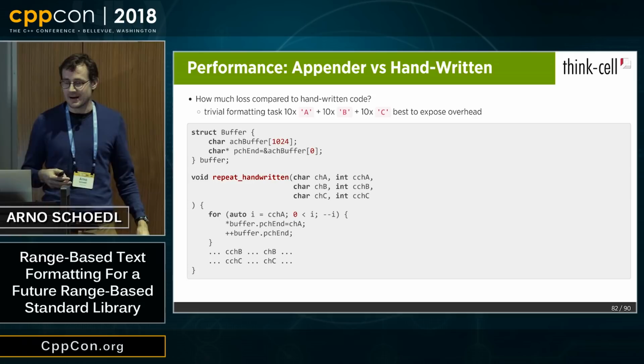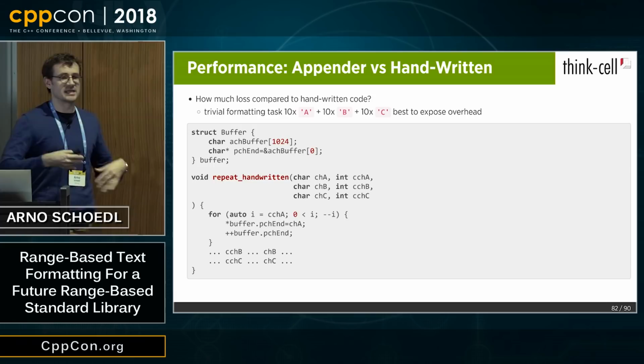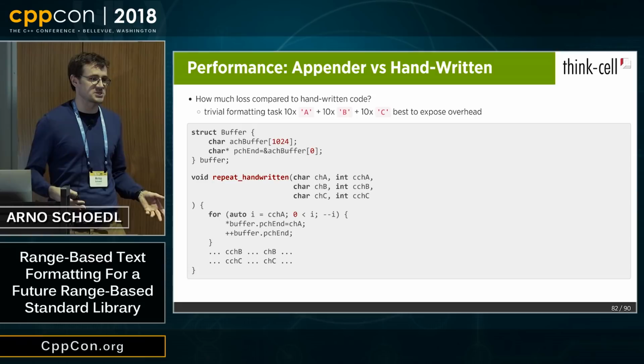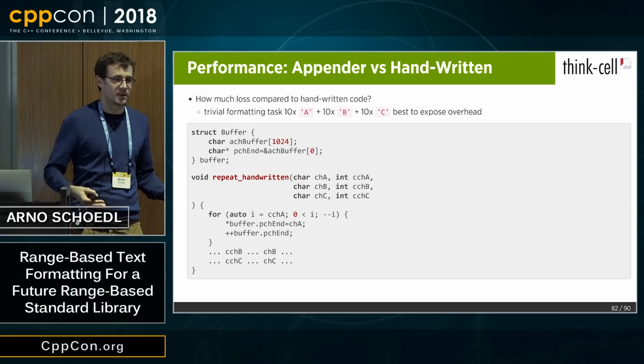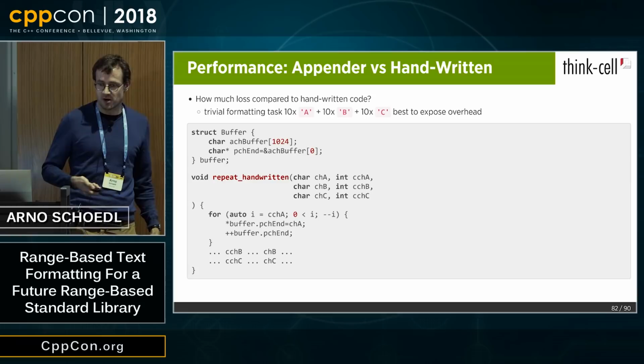But picking such a very simple task is best to expose any overhead that's in the system, because the actual formatter doesn't have much to do. Any time we spend extra is amplified by the fact that we don't do actual work. We do something very simple in the formatter itself. So that's basically our straw man, that's our benchmark.